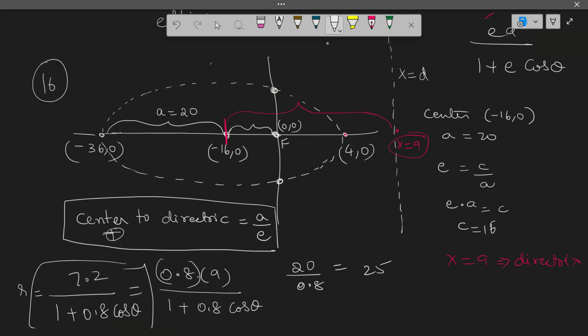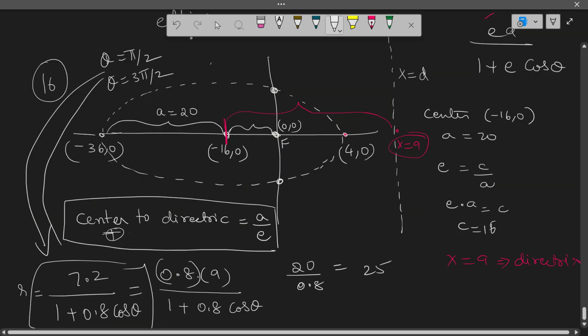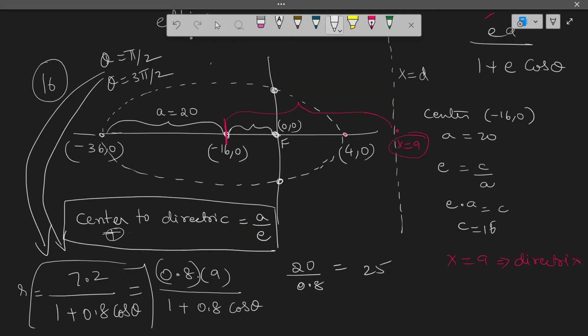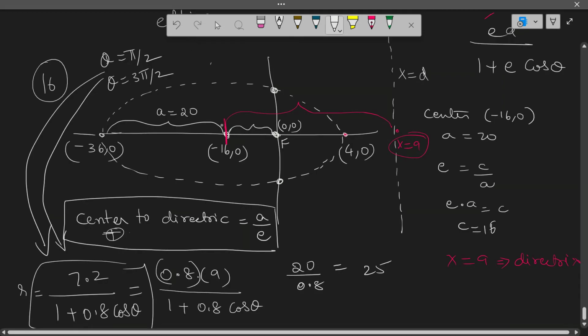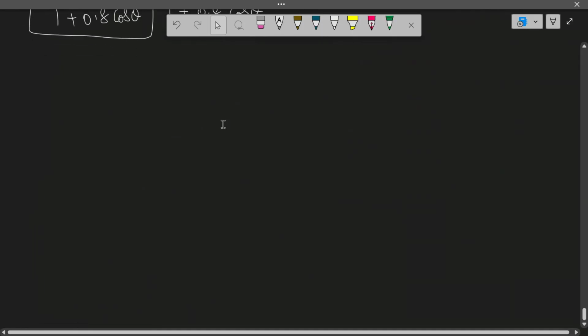Now remember, we need some points here, the latus rectum points. We do need that. So please plug in theta is equal to pi by 2 into this equation, and also plug in theta is equal to 3 pi by 2 into the very same equation. We already have the other two vertices, and that's it. We can just graph this ellipse there. So hope that helps. That's 16.